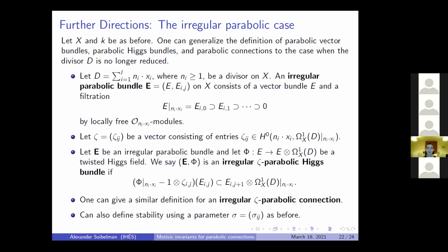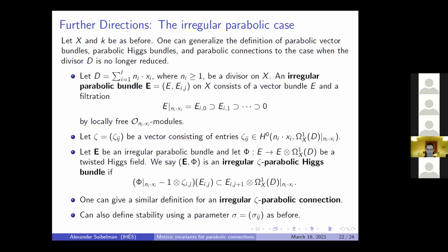And this is a parabolic structure that is more general because I'm allowing my divisor D to no longer be reduced. So for a non-reduced divisor, I can define an irregular parabolic bundle, again, in terms of a vector bundle together with a filtration. But now instead of a filtration of the fiber by vector subspaces, I have a filtration of the pullback of the vector bundle to the corresponding infinitesimal neighborhood of each point by free submodules. So this is going to give me an irregular parabolic structure, and I can define my zeta, my vector of eigenvalues that I want to use to define my parabolic Higgs bundles and connections, in terms of essentially these kinds of Laurent polynomials.